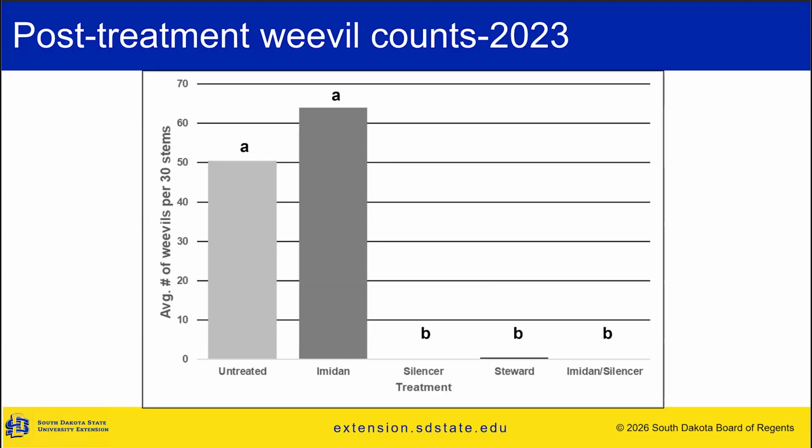With the alfalfa weevil, we've been testing different products because we've been hearing rumors and evidence of insecticide resistance from other states. But in the eastern part of the state, we've seen nothing that really worried us too much, except in 2023 we tested the product Imidan, and it actually did not perform any better than the untreated control. So over here we have the average number of weevils per 30 stems that were scouted. And that was a little shocking for us, but everything else worked really well on the eastern side of the state in 2023 that we tested.